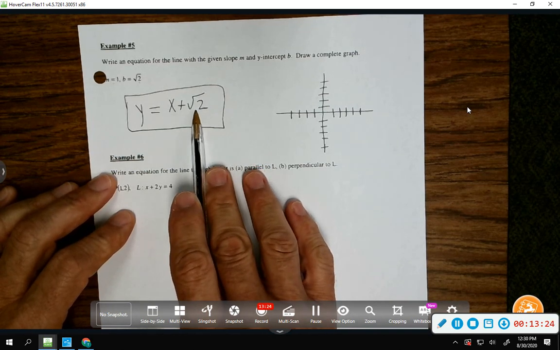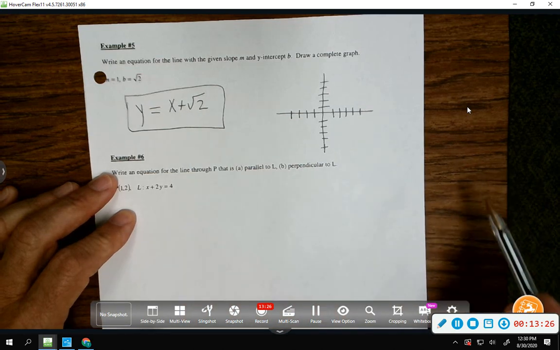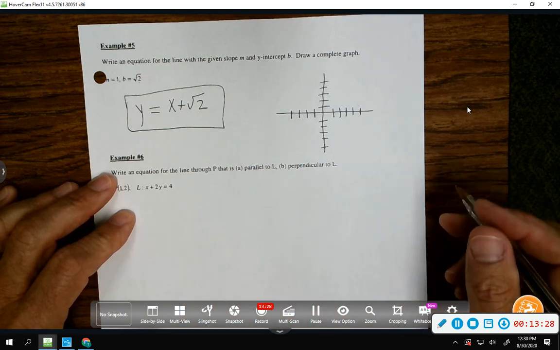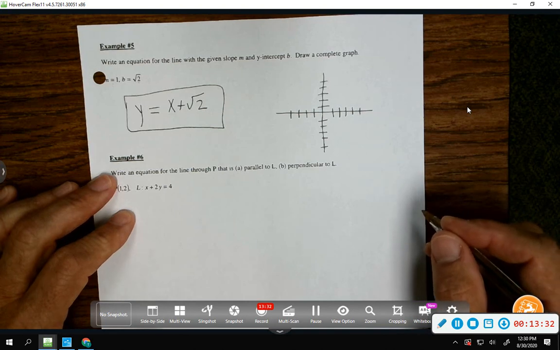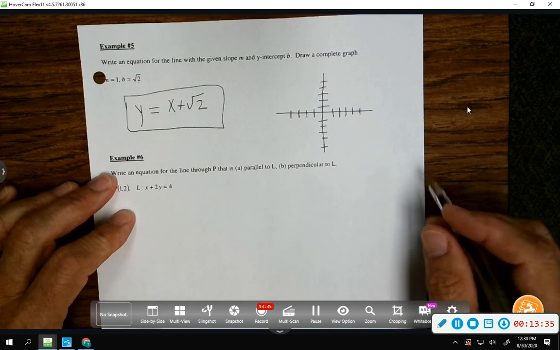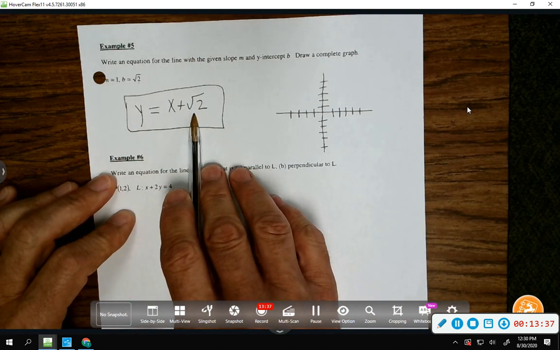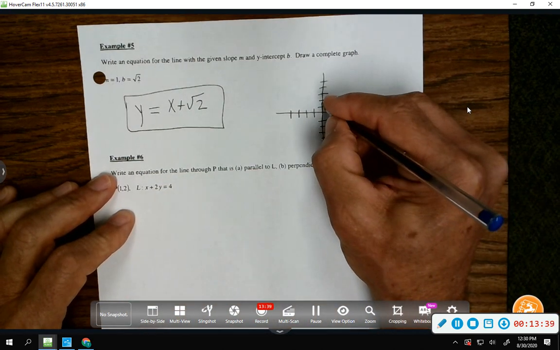So the square root of 2 is between the square root of 1 and square root of 4. Square root of 1 is 1. Square root of 4 is 2. So it's in between 1 and 2. As a matter of fact, it's about 1.414. So we just estimate that right there.